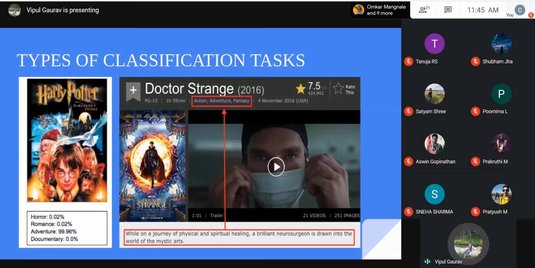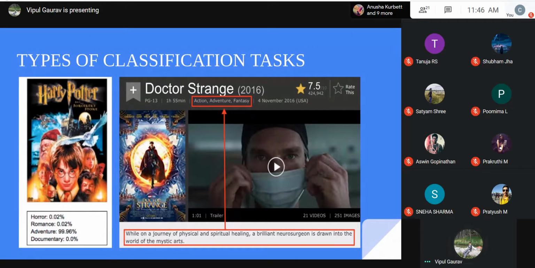So say take the example of the left-hand one, Harry Potter. And you can see the percentages. Basically, there are probabilities of what Harry Potter is as a domain. So horror, it is 0.02, romance is 0.02, adventure, it is 99.96, and documentary, 100% sure it's not a documentary, right? So out of all these, it's very clear which class takes over, or rather which label takes over other labels, and therefore we can classify Harry Potter as an adventure movie instead of all others.